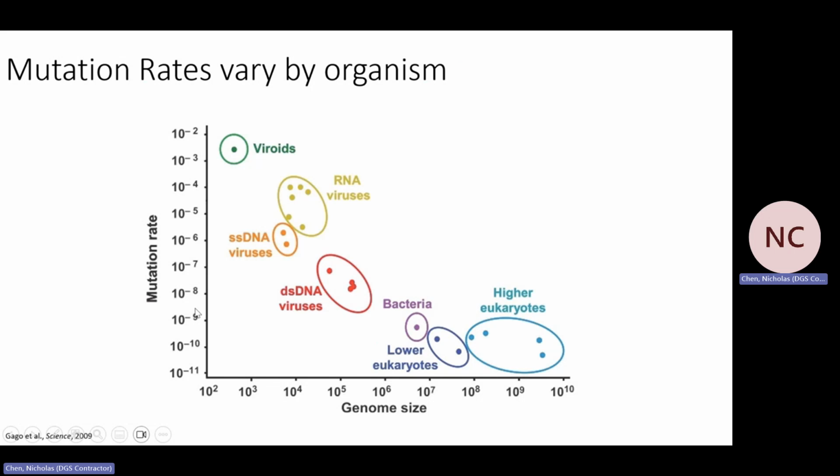When discussing mutations, it's important to note that not all organisms have the same rate of mutation. Typically, we see a correlation between increasing genome size and decreasing mutation rate, although this relationship is neither linear nor universal.